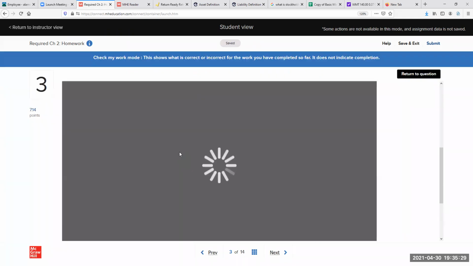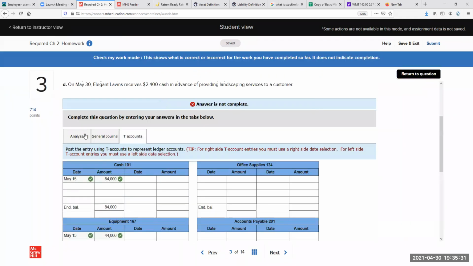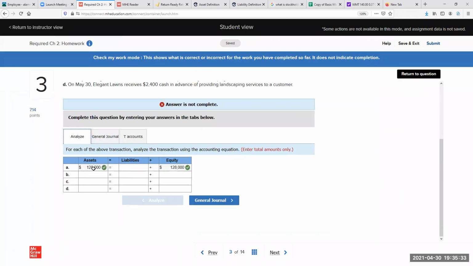So let's check our work. Remember, assets equal liabilities. There is no equity. So both sides equal. 128 is equal to 128. This side, assets equals liabilities plus the equity. There's no liabilities, so they're equal.